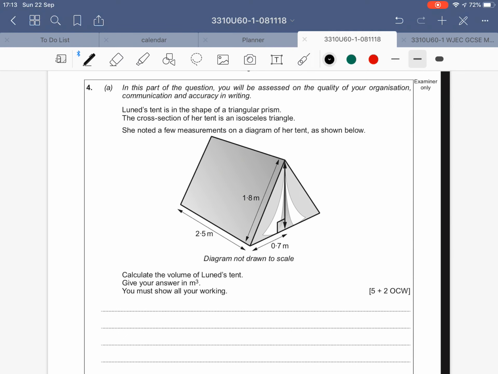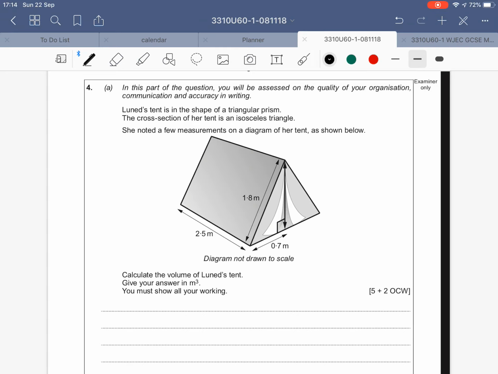In this part of the question, we assess on quality, organisation, communication, and written accuracy. So these are your OCW questions. O is for organisation. So you've got to organise your work. Don't have information all over the place. Keep it nice and structured. C is for communication. So make sure you're telling the examiner what you're doing, where your numbers are coming from. If you've labelled something H, does it stand for height, etc. And W stands for accuracy in writing. So you've done the correct units, pound signs, pence signs, centimetres, etc.